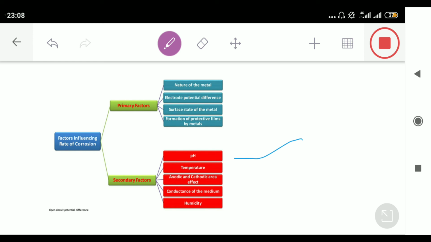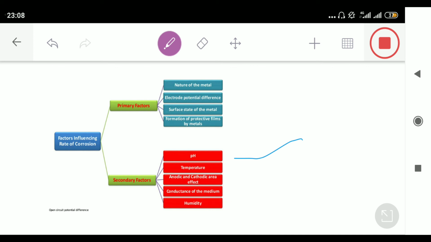So next is conductance of a medium. How does conductance of the medium affect the rate of corrosion? Because we know corrosion is just like a cell. It's just like a corrosion cell where we have anode, cathode, and electrolyte. So when we increase the conductivity of the electrolyte in a cell, we already know the EMF increases. So the same thing happens here also. When we have more and more conductance of the medium, that is only possible by dissolving more and more electrolytes in the water. This will lead to faster and faster corrosion.